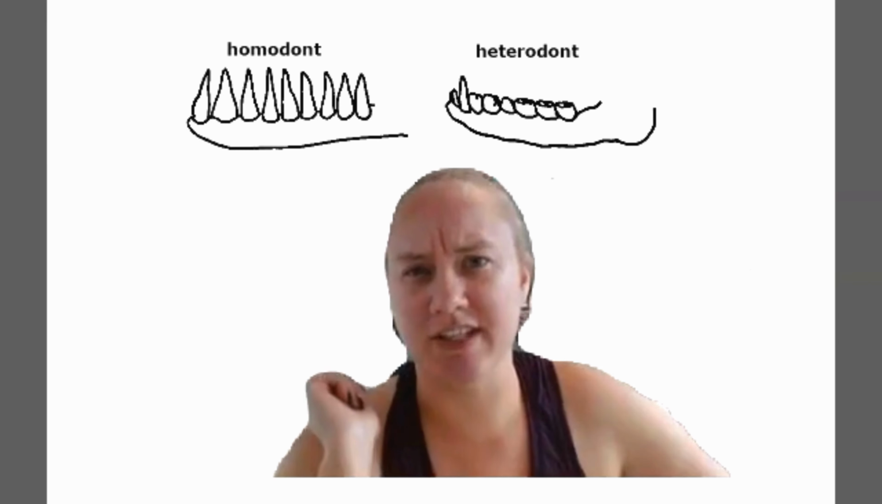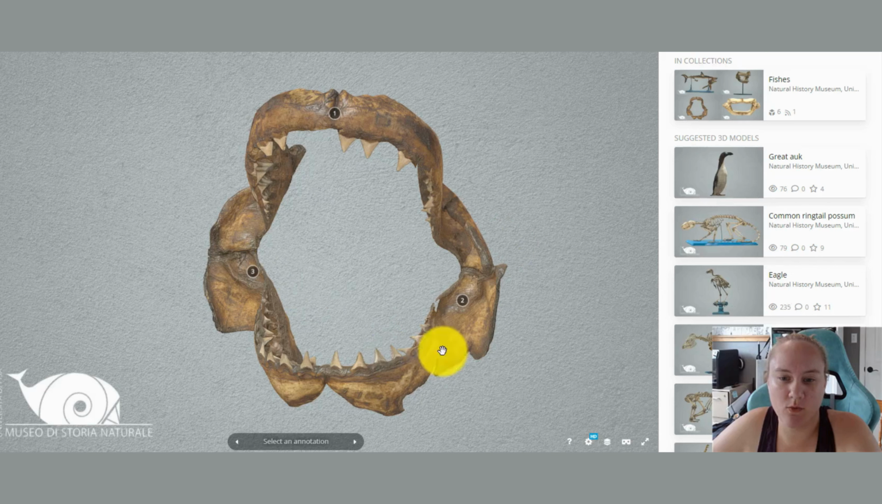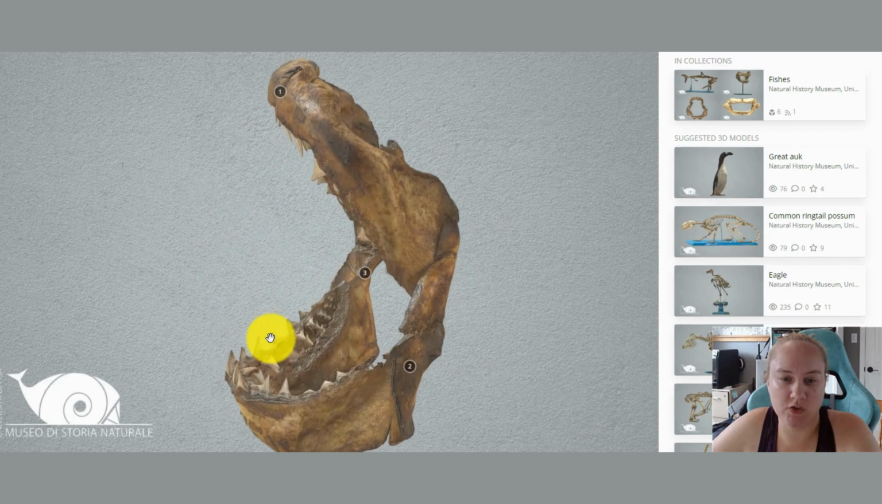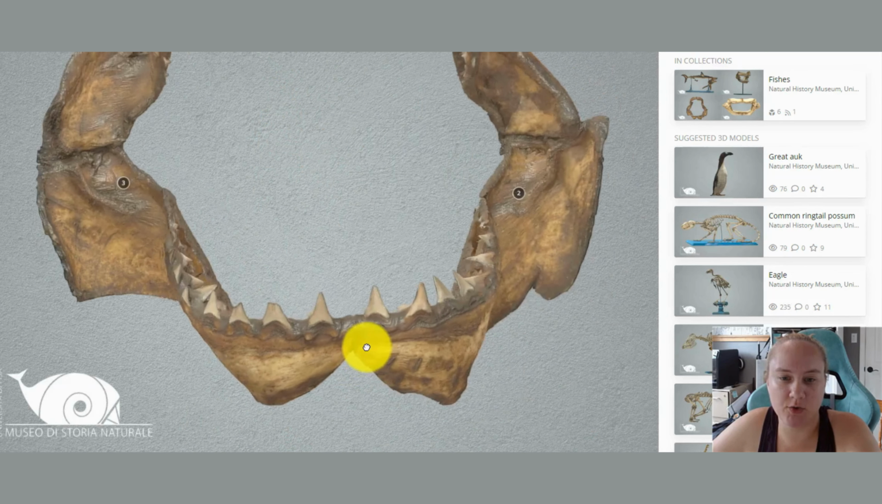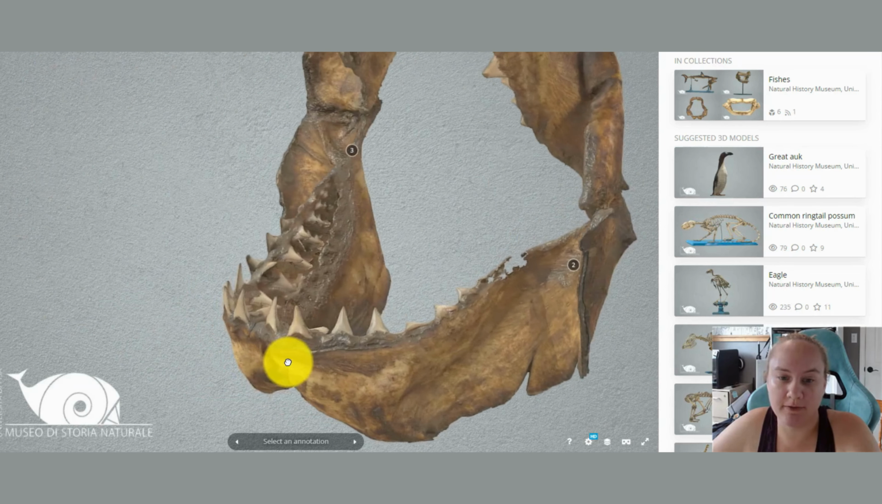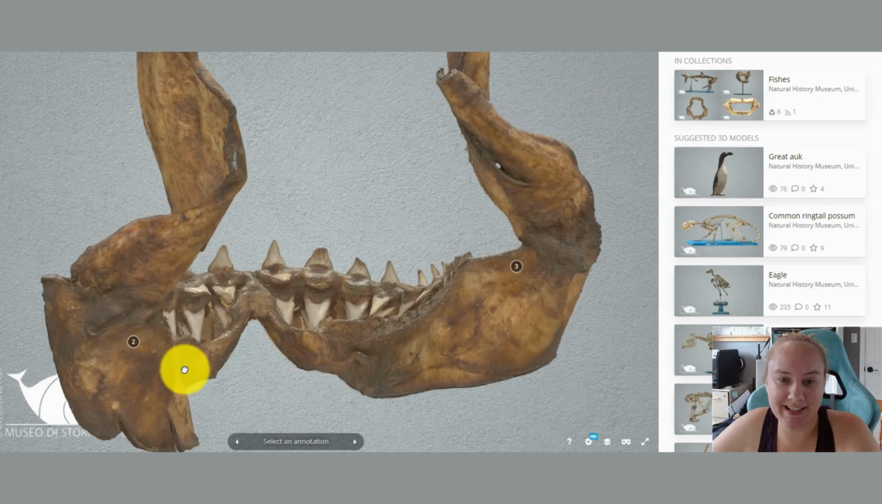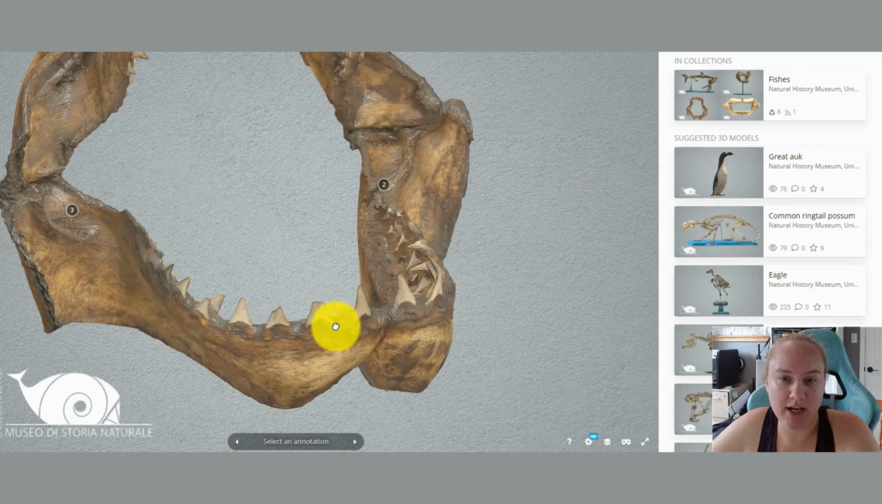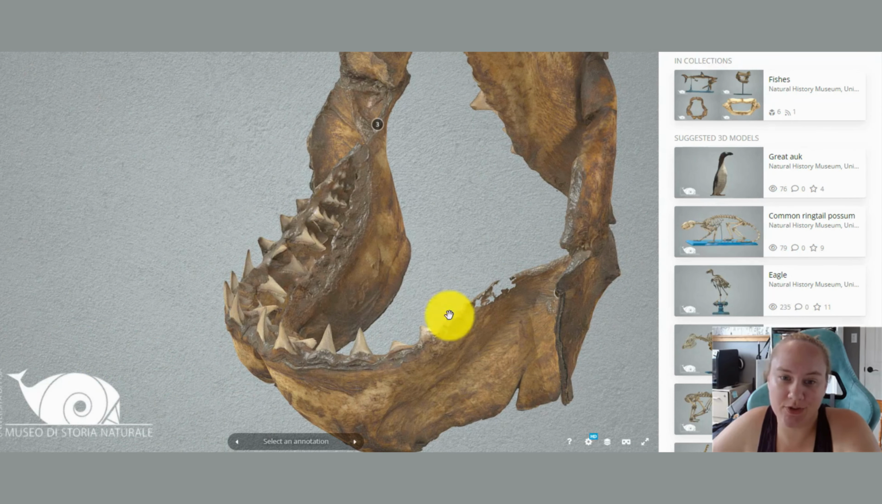So let's look at a couple of examples. This is the jaw of a great white shark, and we can zoom in and you can see that the great white shark has homodont teeth. All of the teeth are very uniform in size and shape. They do get a little smaller towards the edges, but they're the exact same shape.